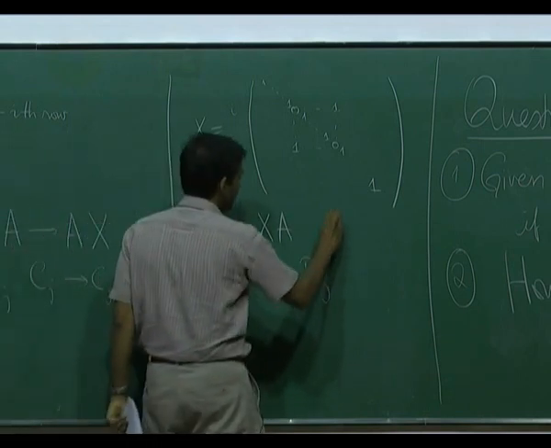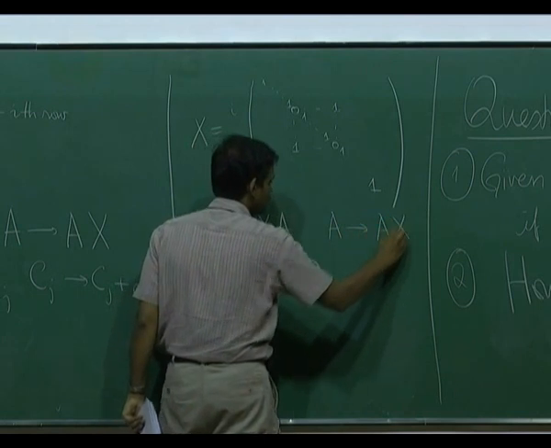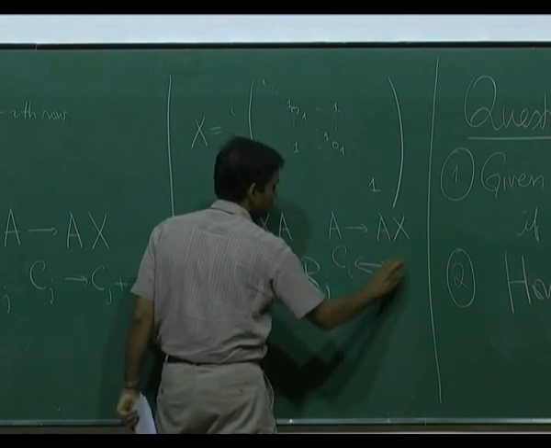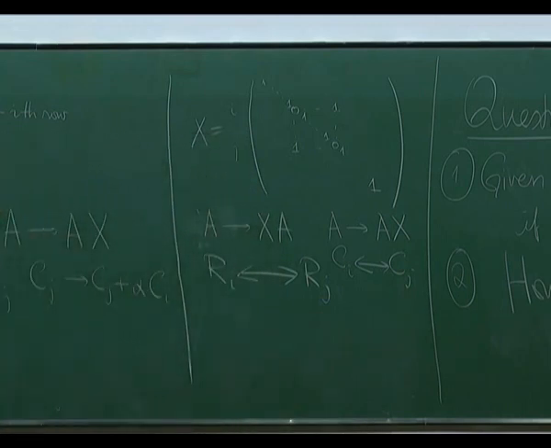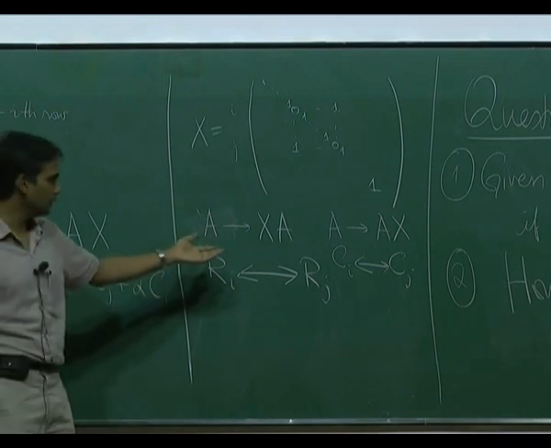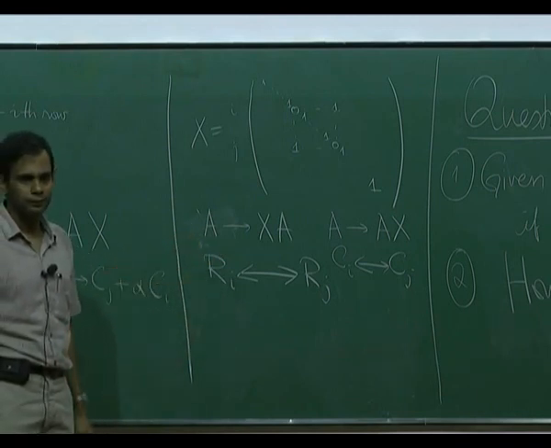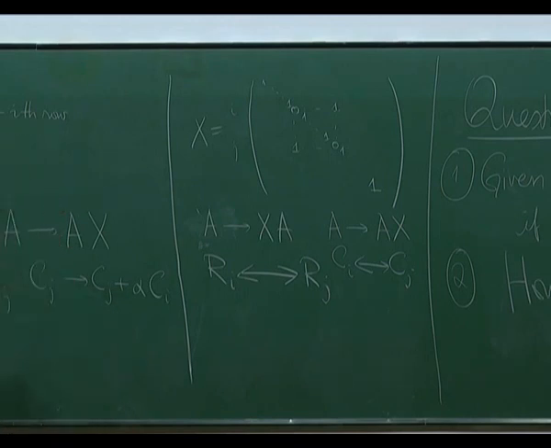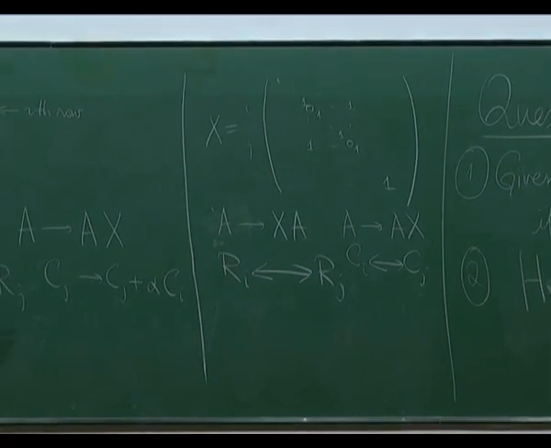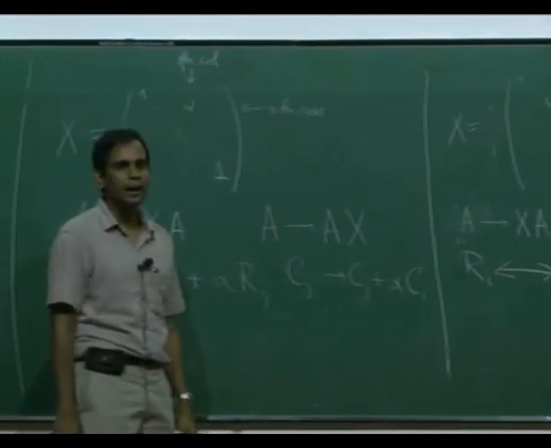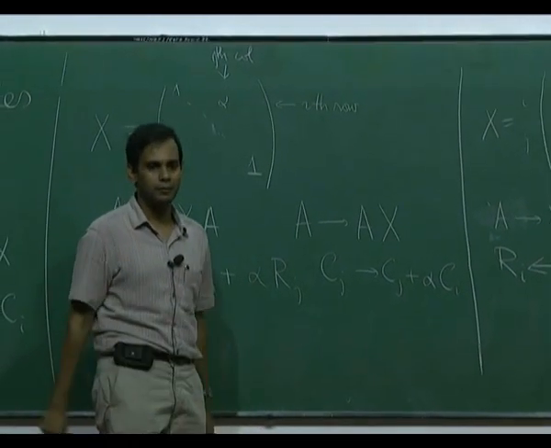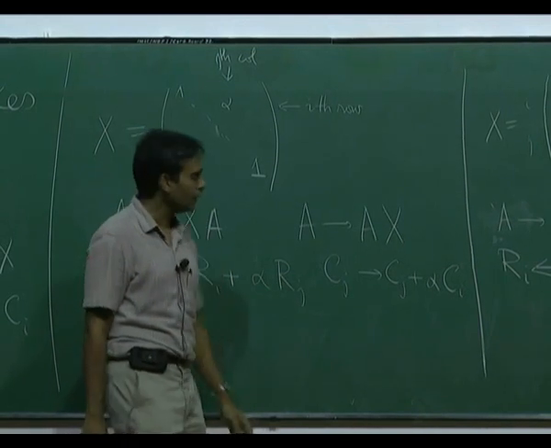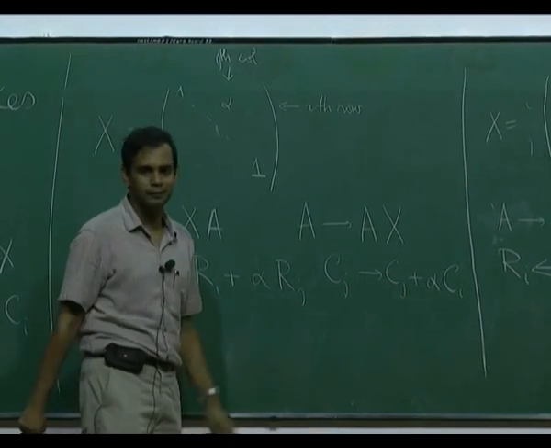And if you do A goes to Ax, then the ith column gets interchanged with the jth column. Okay, and then these matrices are still equivalent. So you can interchange two rows, you can interchange two columns, you can scale a row, you can scale a column, you can add a multiple of one row to another, you can add a multiple of one column to another, and you will still get a matrix equivalent to your original matrix. And you can do these operations one after the other.